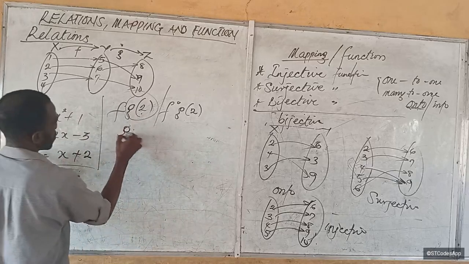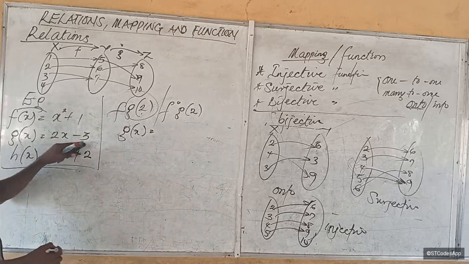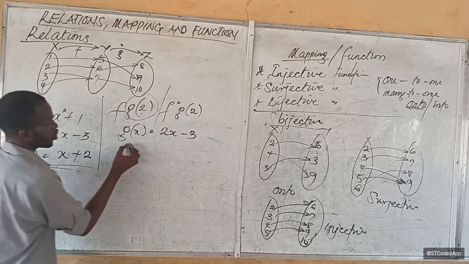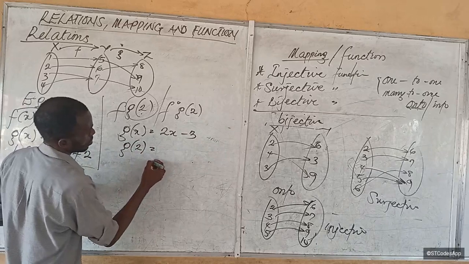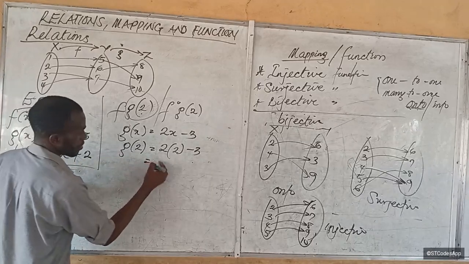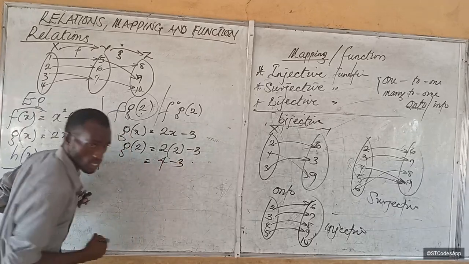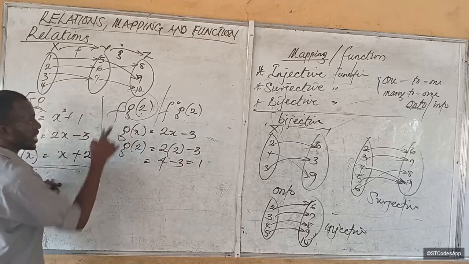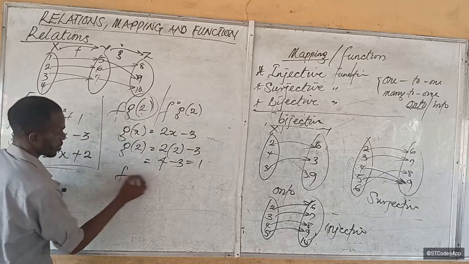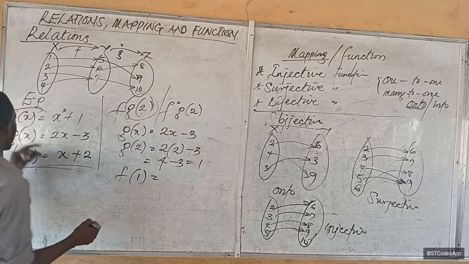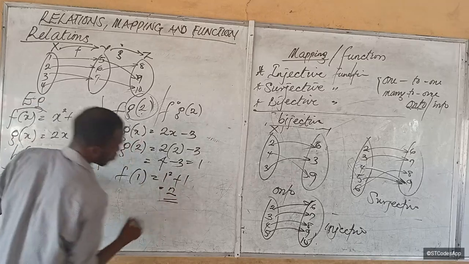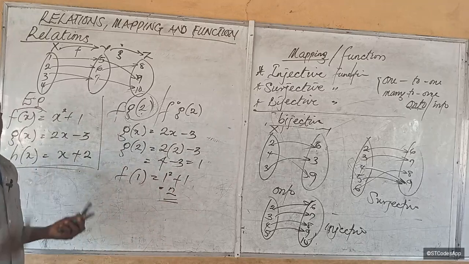So where is the g machine? We know that g of x is given by 2x minus 3. So from here, g of 2 will be 2 into bracket 2 minus 3, isn't it? This times this is 4, minus 3. So this becomes 1. Now f of that is f of 1. Remember that f of x is x squared plus 1. So that is 1 squared plus 1, which is 2. Is that clear? Is it hard at all?